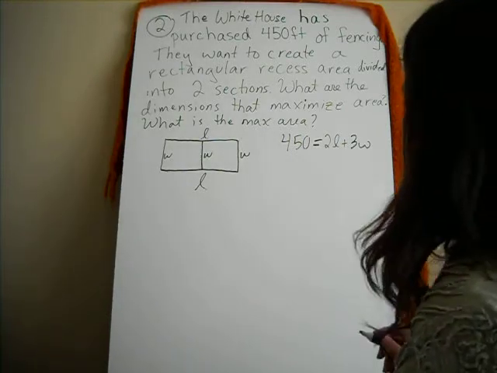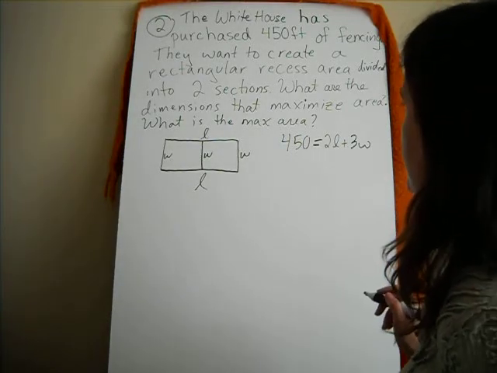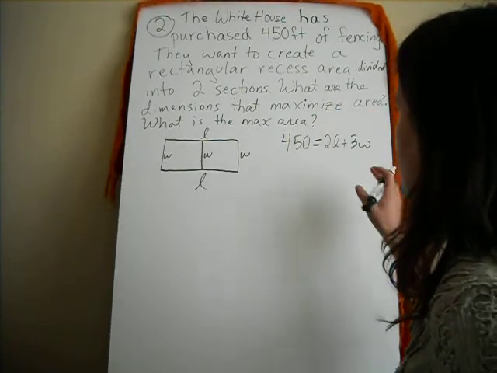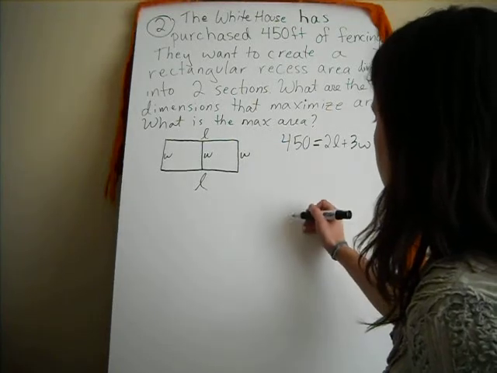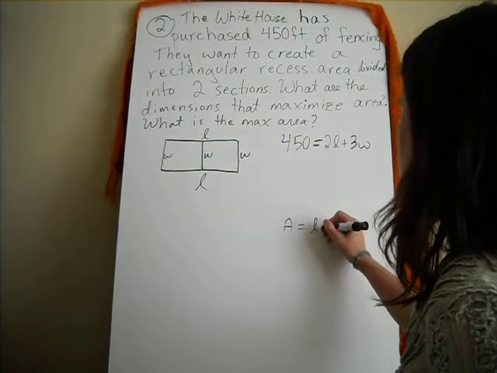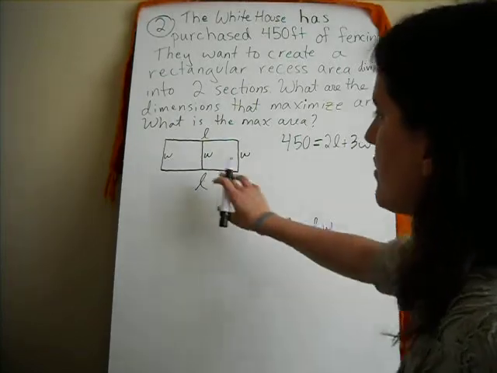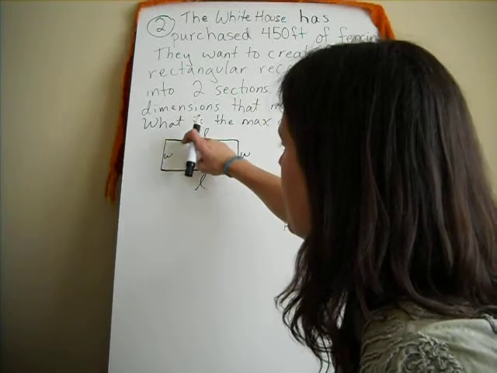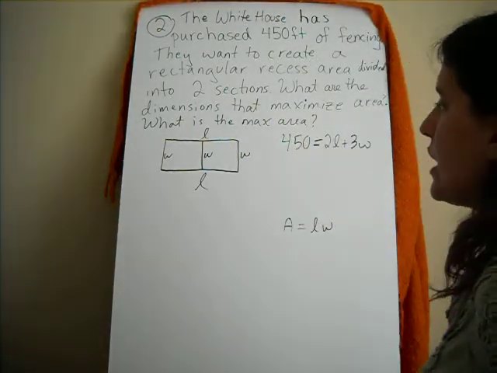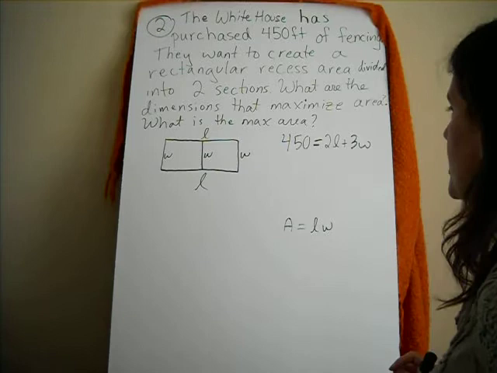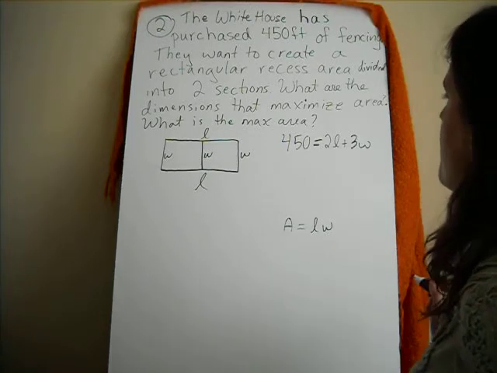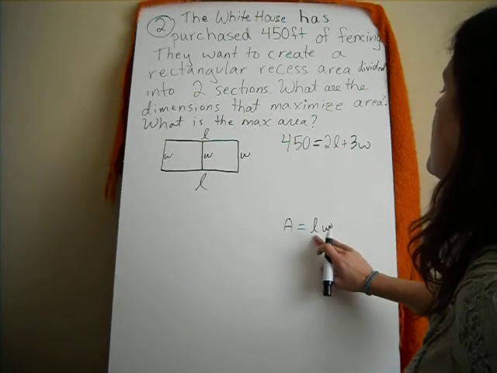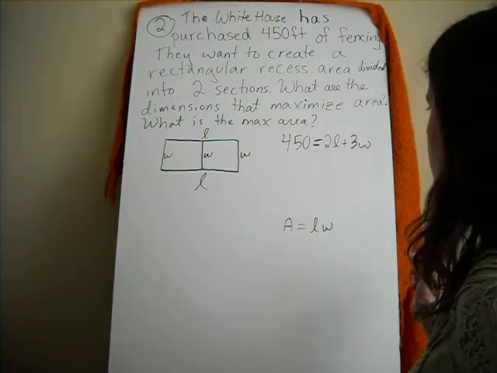Now, the other equation we're going to have, because it asks what are the dimensions that maximize the area, is an area equation, because that's what we're trying to maximize. Well, the area is equal to length times width, because it doesn't matter if this is all weird. You still have one giant rectangle here, with that length and that width. So it's still just length times width for the area. Alright, so again, we have 2 equations with both L and W in them. So we're going to do substitution just as before.